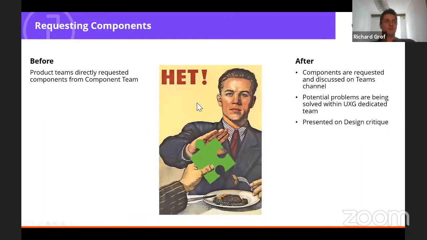One other big milestone was that we had to stop direct requests from design teams to our component team, because that was a place where a lot of inconsistency started. New requests are now being discussed through our Teams channel and validated through the design system designer, which is me. Potential problems are being solved within a narrow and dedicated UX team and presented at peer review. We call it design critique.